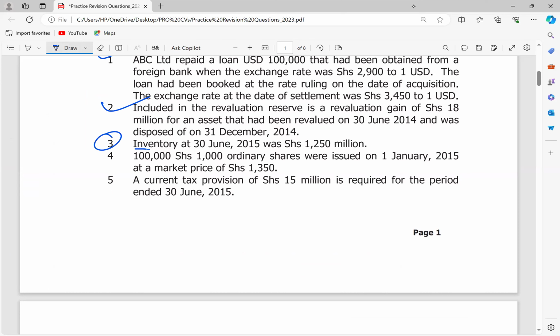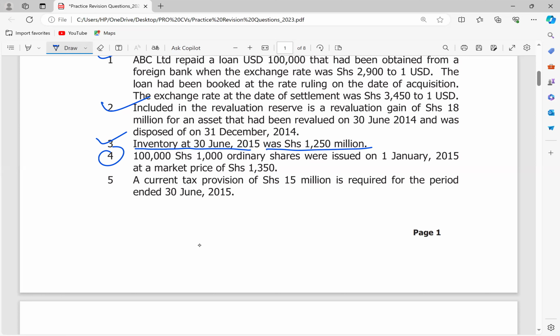And here we are told that inventory at 30th of June 2015 was 1,250. Of course, you all appreciate the fact that this has been given to help us determine the cost of sales. We may not have a major entry there. Additional information number 4 is about shares.